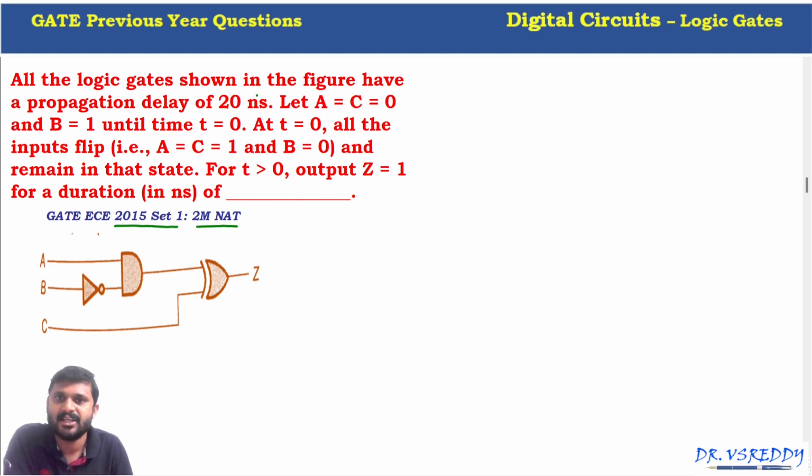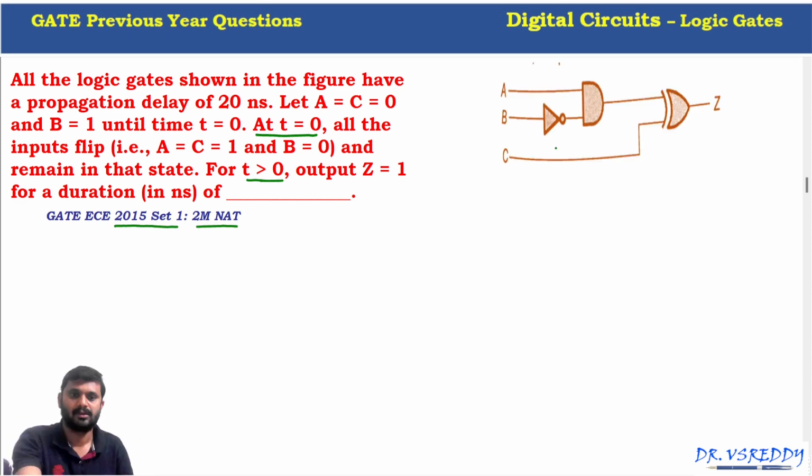All the logic gates shown in the figure have a propagation delay of 20 nanoseconds. Let A equal C equal 0 and B equal 1 until T equals 0. At T equals 0, all the inputs flip, meaning A equal C equal 1 and B equal 0, and remain in that state only. So for T greater than 0, the output Z is equal to 1 for a duration of how many nanoseconds?